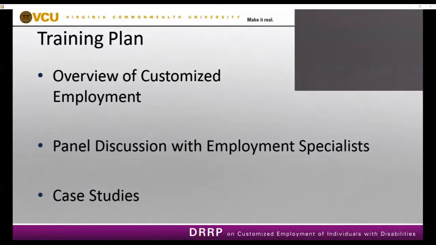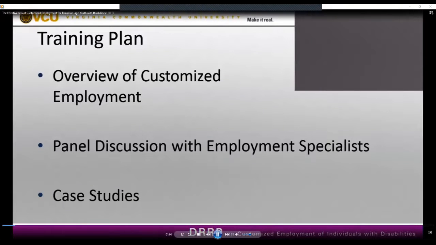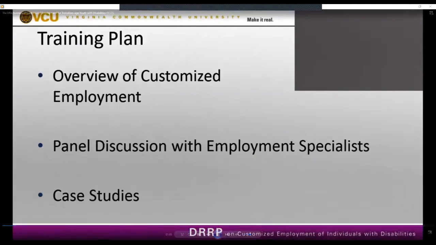After that, we're going to have a panel discussion of employment specialists sharing their experiences on customized employment. You'll hear about examples of all phases of the CE process. And finally, we're going to close with some case studies that take you through each step of the customized employment process.